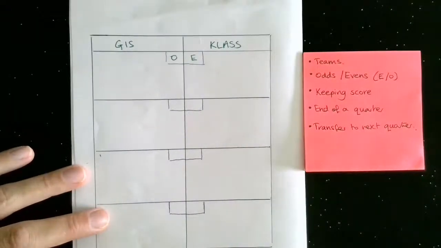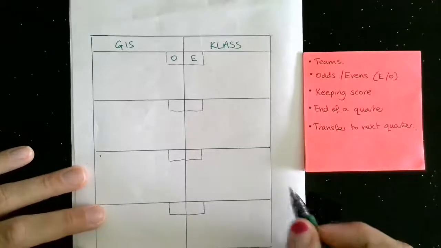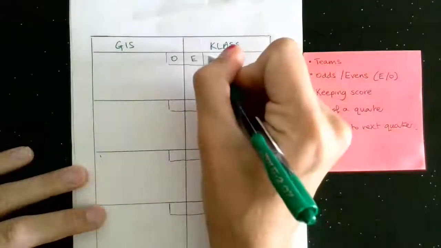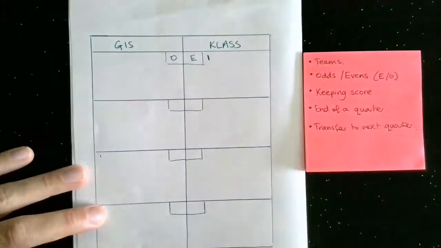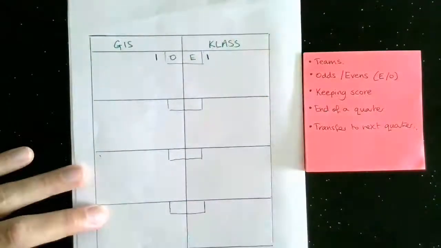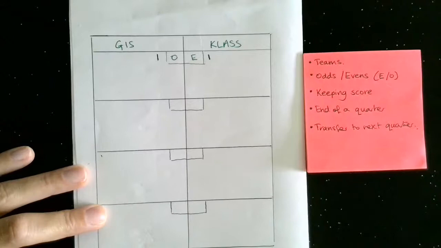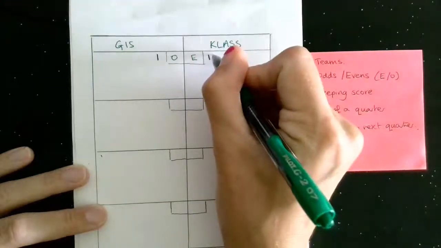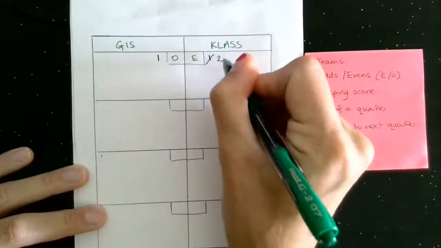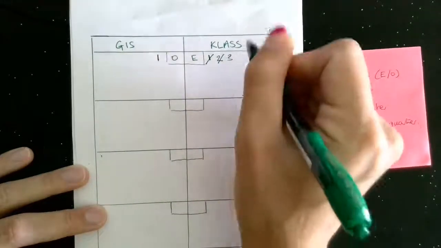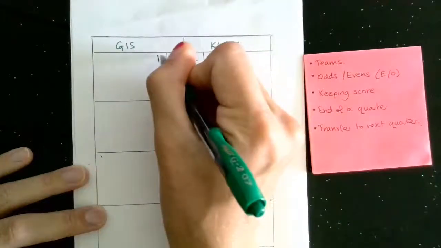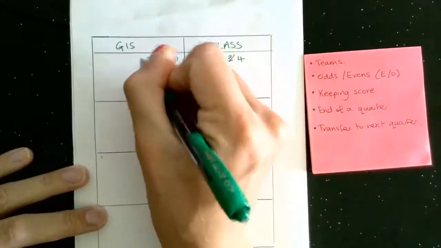So, first quarter starts, and let's say Class take the first goal, GIS take the next goal. Now, unlike any other form of taking a score, you need to make sure we can see the numbers, so we don't want to tally. So if Class score again, we'll cross it out, put a 2, cross it out, put a 3, cross it out, put a 4. GIS score, GIS score.